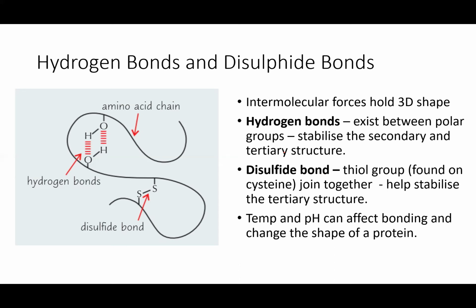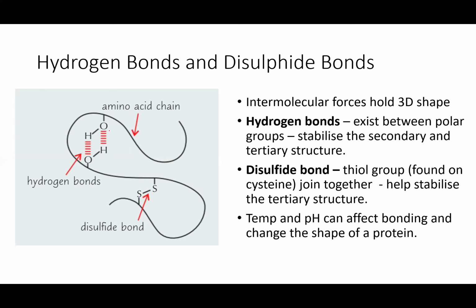So there are two main types of bonds that help hold proteins in their shape, and they're hydrogen bonds and disulfide bonds. Hydrogen bonds are one type of force that holds the protein in shape. Hydrogen bonds exist between polar groups, for example the OH group here, and you might have it between an NH2 group as well. They stabilize both the secondary and the tertiary structure of the protein.